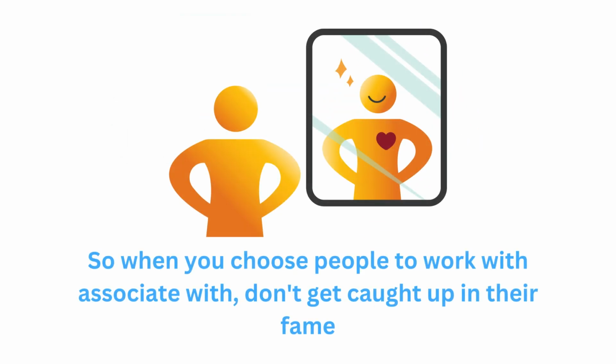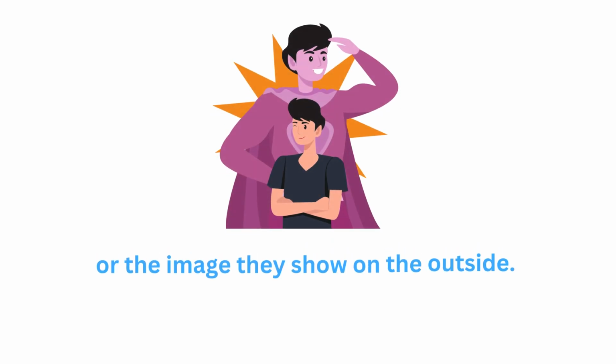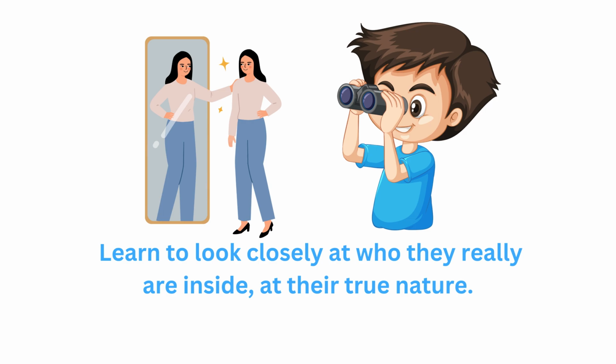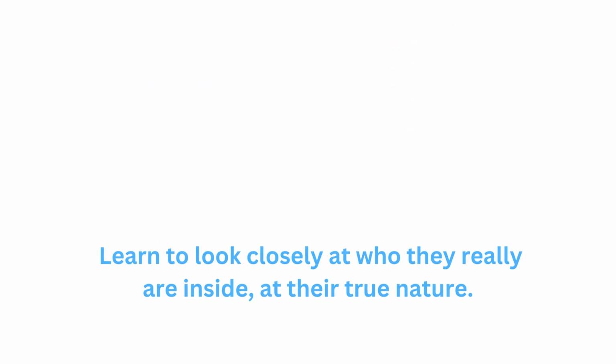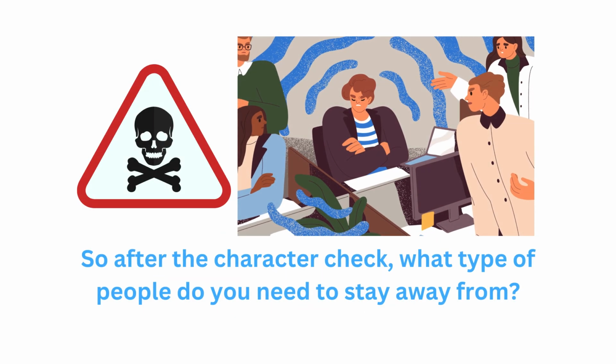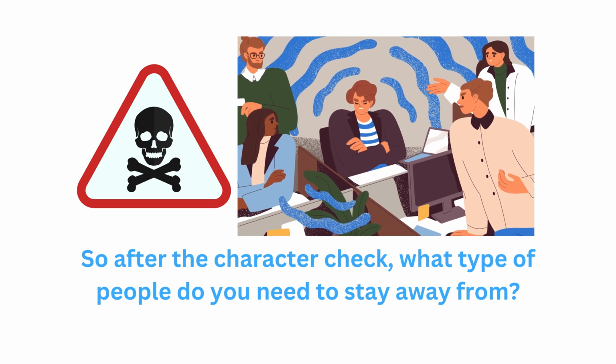So when you choose people to work with or associate with, don't get caught up in their frame or the image they show on the outside. Learn to look closely at who they really are inside, at their true nature. For example, how that person handles adversities and stressful situations. So after the character check, what type of people do you need to stay away from?